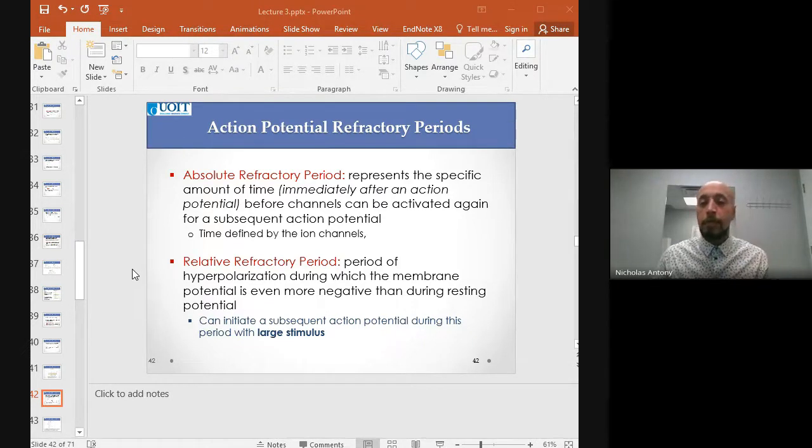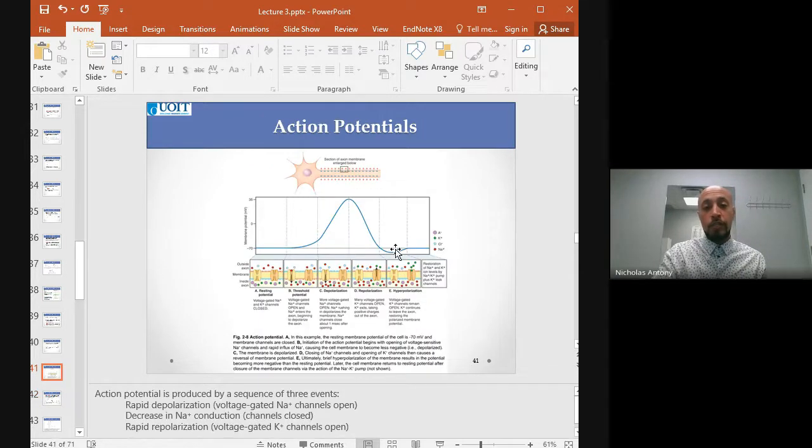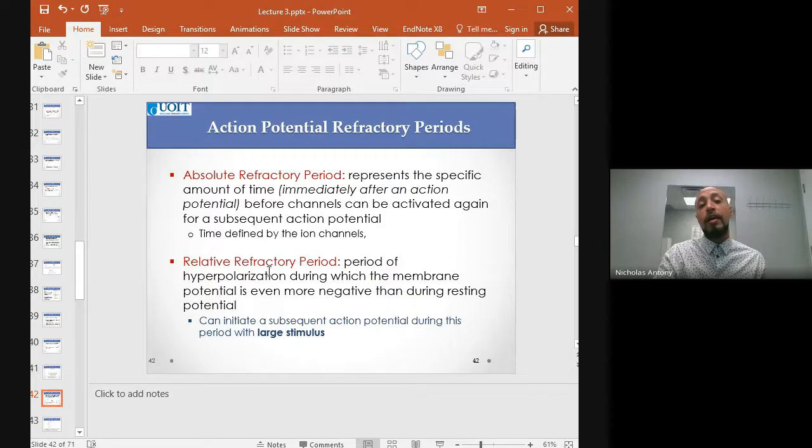Can you explain the difference between absolute and relative again? Sure. The absolute refractory period is the point in time where you can't have an action potential again because the voltage gated sodium channels are not closed. So you can't have another action potential. The relative refractory period is where you could potentially have another action potential generated, but because the membrane is hyperpolarized, you just need a larger stimulus. So you could have another action potential generated with a large stimulus here. No matter how large the stimulus, you can't have another action potential in the absolute refractory period.